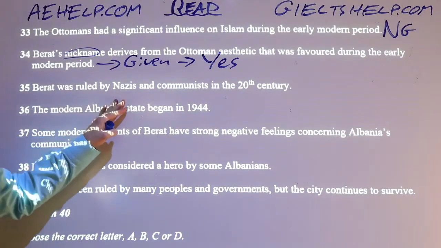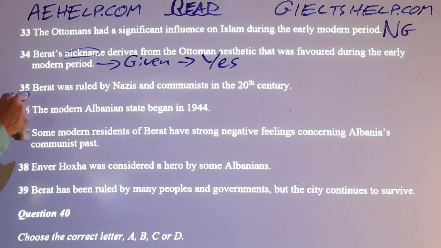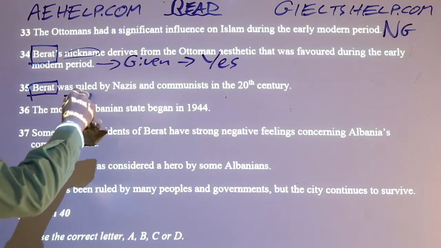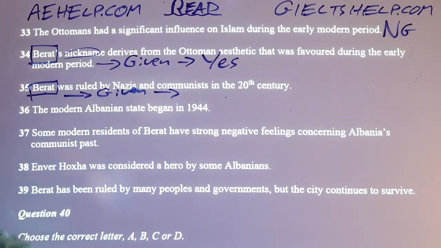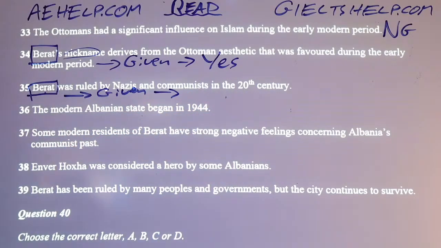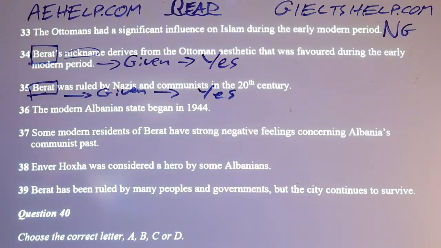Number 35. Berat was ruled by Nazis and communists in the 20th century. So again, we have the right topic, okay, Berat. So it's likely going to be given. And is it true that Nazis and communists during the 20th century, during the 1900s, governed or had control of Berat? So think about World War II and then the Cold War after, and you'll come up with yes. Okay? Again, you don't need to search the passage.